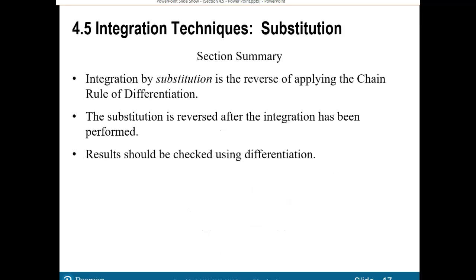Okay, so integration by substitution is the reverse of applying the chain rule of differentiation. The substitution is reversed after the integration has been performed. In other words, you put back the original variable at the end, and the results could be checked by differentiating. It's just taking the derivative of the answer in these problems, which I know they didn't show, would involve the chain rule. Okay, this will take some practice. It's a little bit different, and there's a lot of kind of algebra steps involved, but that is the end of section 4.5.